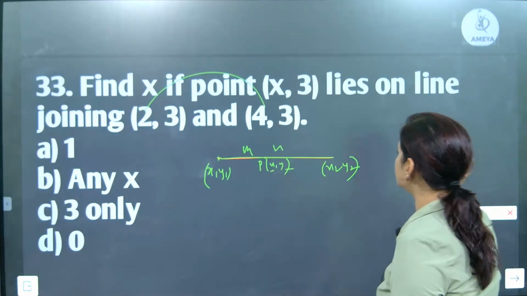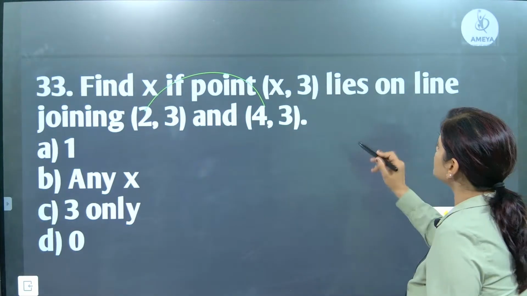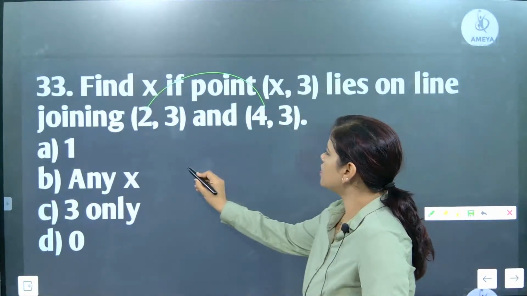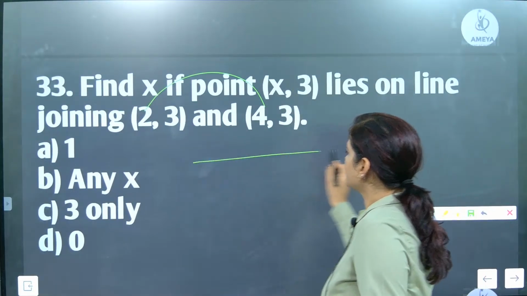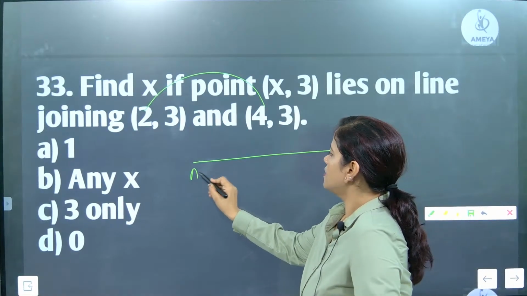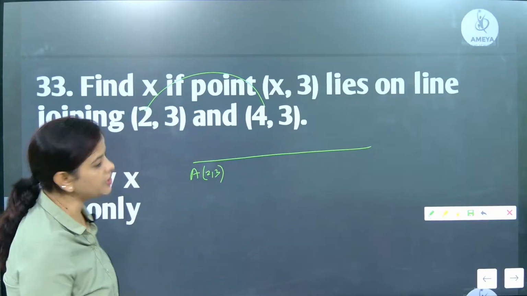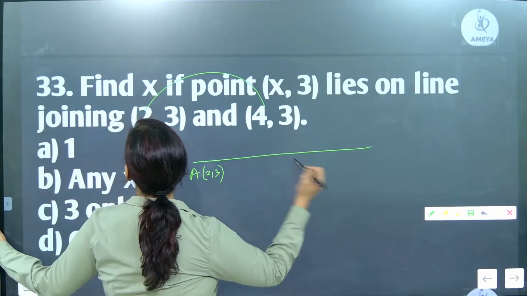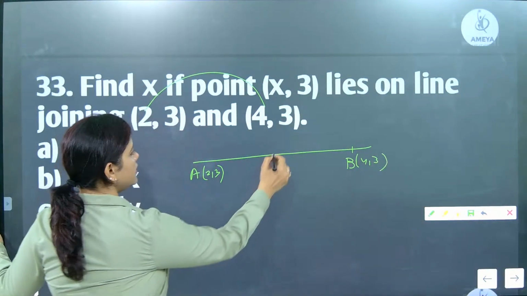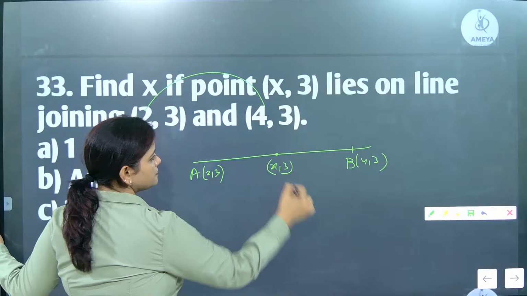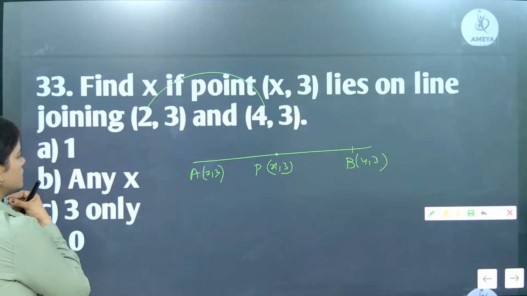So now we are going to this question. In this question, they're telling x is a point. Find x if x comma 3 lies on a line. x comma 3 is lying on a line. So this is a line. A point is 2 comma 3. Come on, check this one out, children. And B point is coming as 4 comma 3. And here is x comma 3. This is P point. Solve.